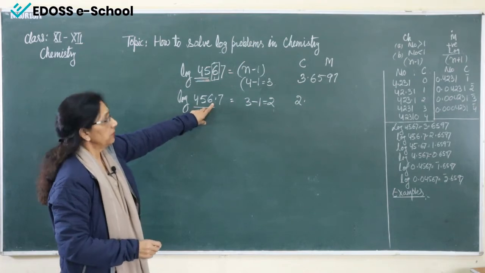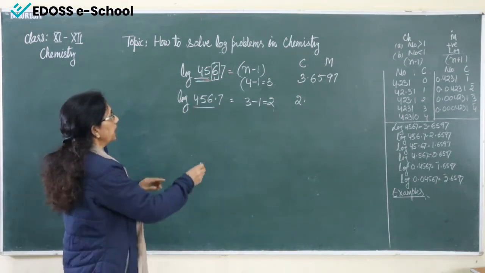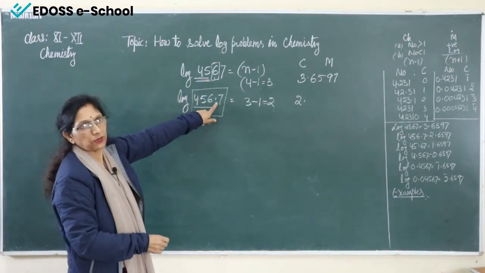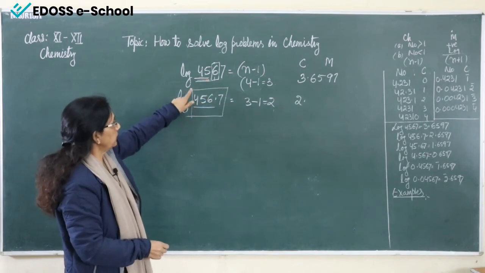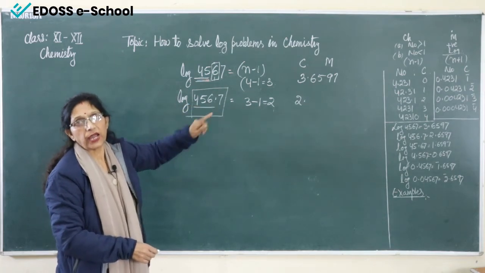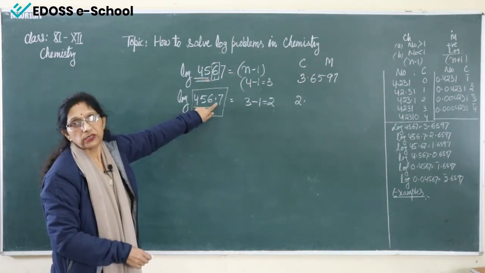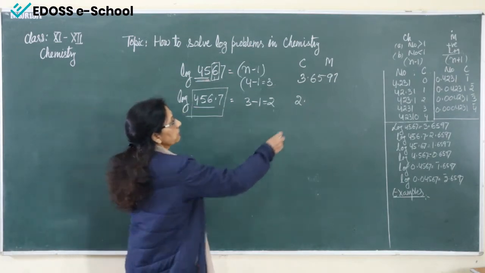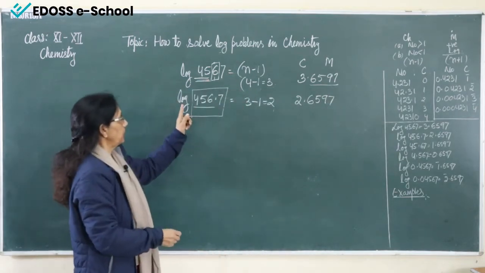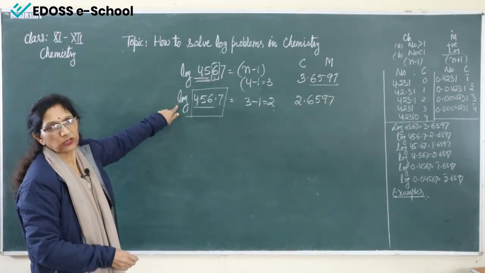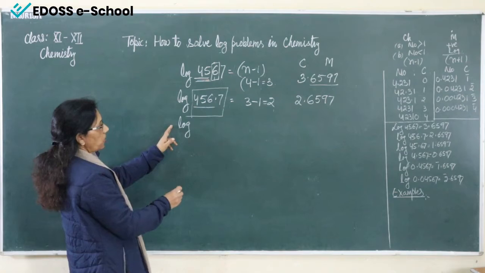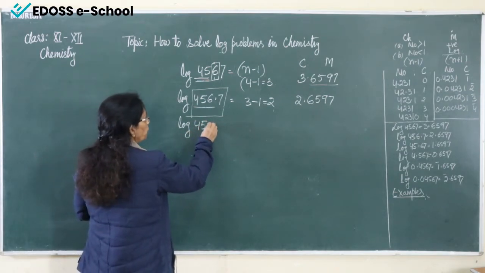Now mantissa. I don't have to find the mantissa of 7; I have to find the mantissa of this whole number, the same way. Forget about this decimal. We have to find the mantissa of 45 at 6, and then again add the mean difference of 7. So the mantissa will remain the same. That means 2.6597. This will be the value of this log if the decimal is changing. Now in the same way, see here, same log question, but the decimal is in this way, 45.67.